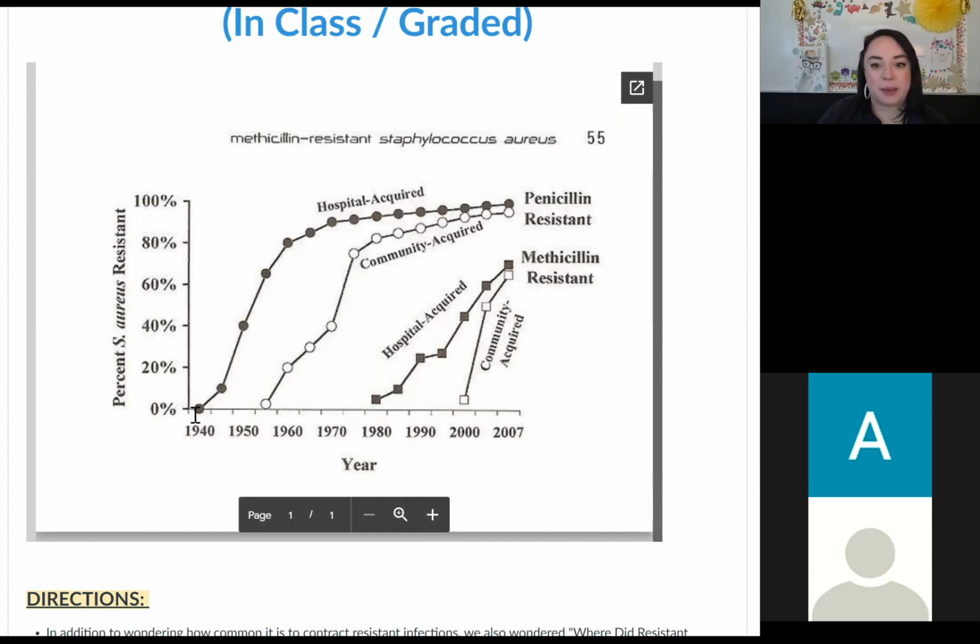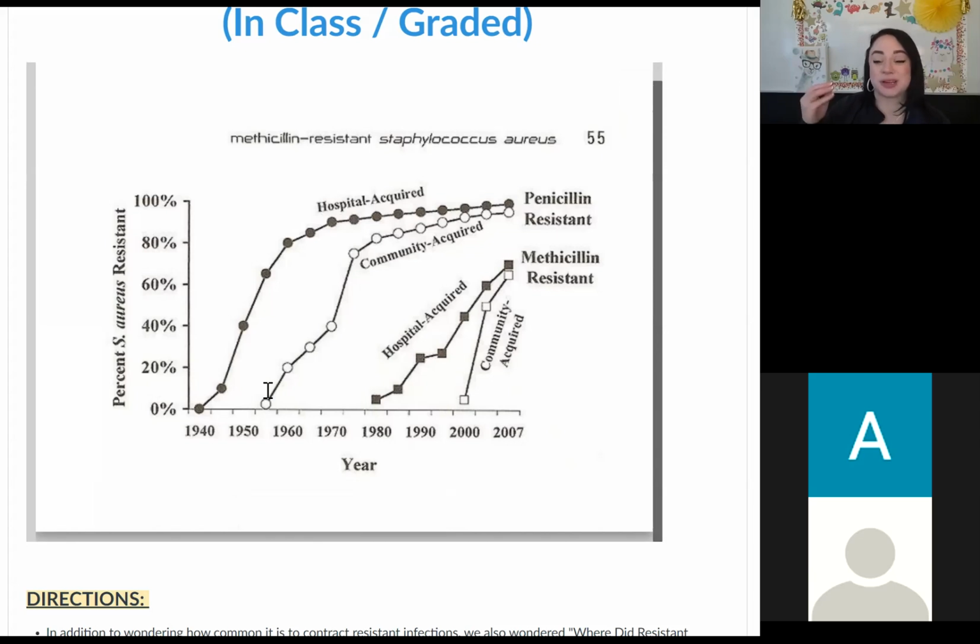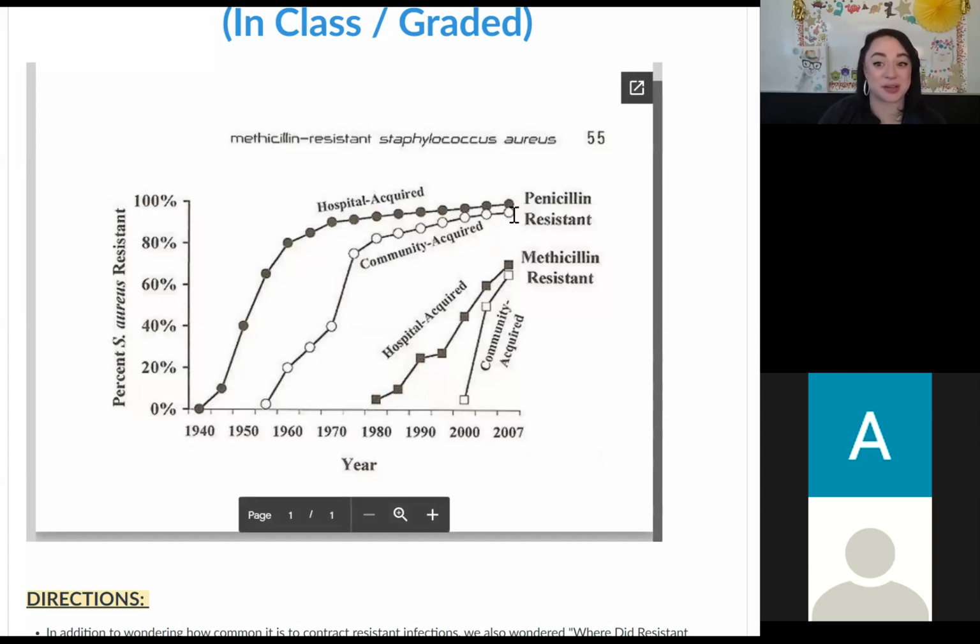We see then that maybe about 10 years after the first hospital-resistant bacteria showed up, we see community acquired. So that means you could get these resistant bacteria anywhere outside of a hospital, the mall, school, stores, movie theaters, restaurants, anywhere. And they kind of increased pretty quickly. And pretty soon here, around 2007, the percentage of this bacteria that you could get from the community that could not be treated by penicillin was also around 90%, so pretty high.